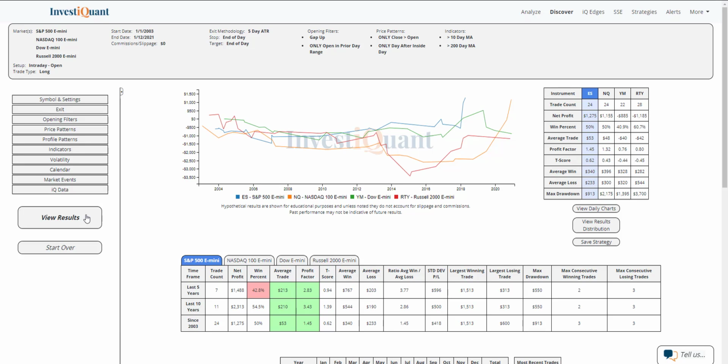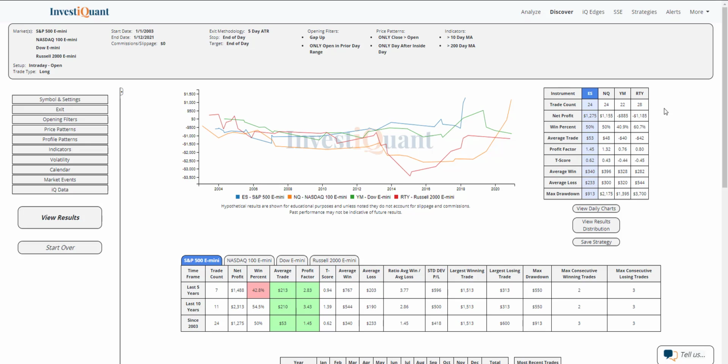So historically, this pattern has just happened 24 times in the S&P dating back to 2003, so not a huge sample size there for the S&P. Same there for the NASDAQ, 24 samples, 22 in the Dow, 28 in the Russell. Very similar sample sizes across all four.